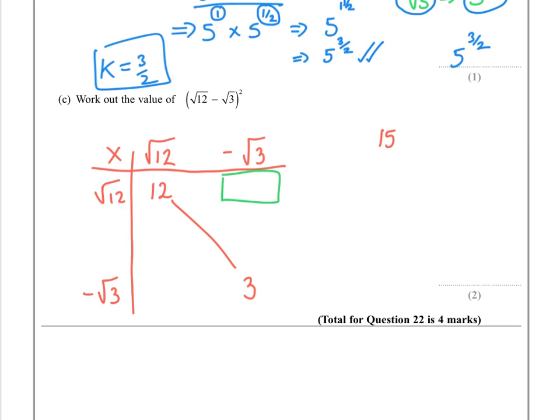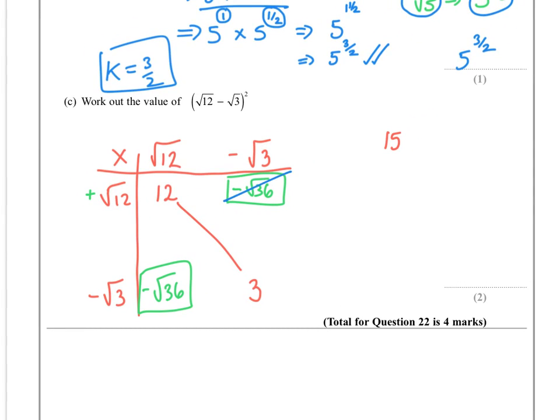So for this part here, we're going to have positive root 12 times negative root 3, which is negative root 36. And here we're going to have a negative times a positive, which again is negative root 36. Now they don't cancel out. The square root of 36 is 6, so this will be the same as writing negative 6, and here will be negative 6. So you've got your 15, and you've got to take 6 away from that, which would give you 9, and you've got to take 6 away from that again, which would give you 3 as the answer.